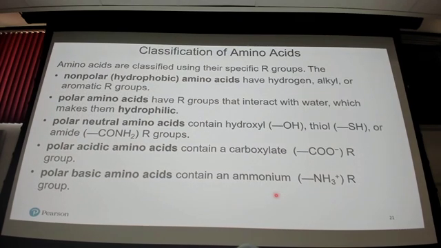We're going to talk about different groups of amino acids based on the property of them being hydrophobic or hydrophilic. So you have the non-polar, which is hydrophobic, doesn't really like water. And then you have the polar amino acids, and we're going to break down the polar amino acids a little bit too. Polar neutral, that means they have no charge, polar acidic and polar basic.